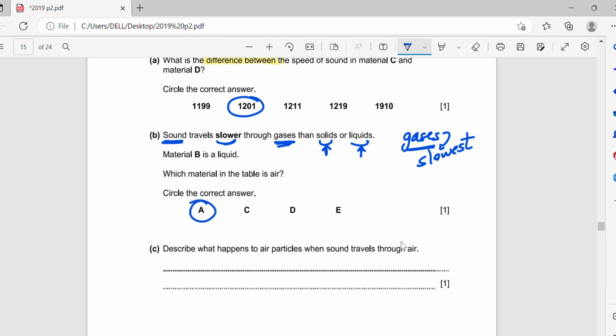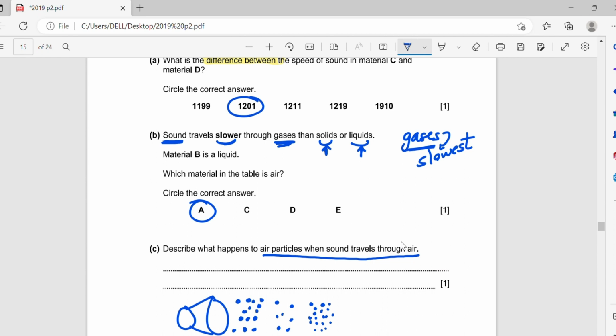Describe what happens to air particle when sound travels through air. What happens when sound travels through air? يبقى what happens here to the air particles? The air particles vibrate.